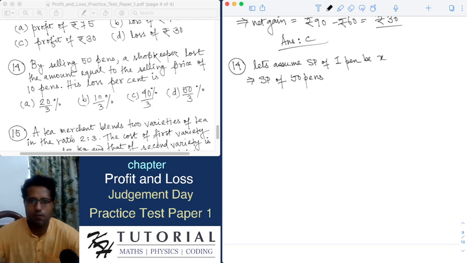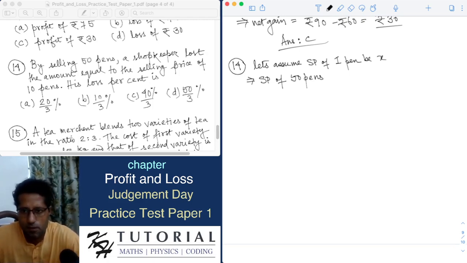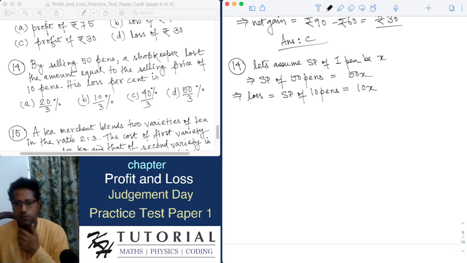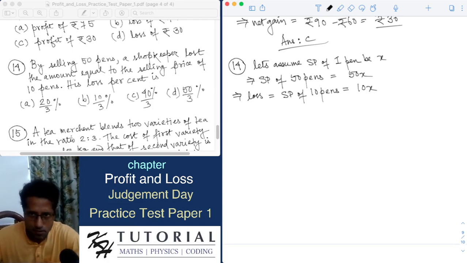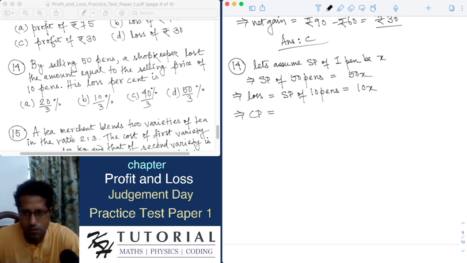By selling 50 pens, the shopkeeper lost the amount equal to the selling price of 10 pens. Selling price of 50 pens should be 50x. Also, the total loss is given to be the selling price of 10 pens, which is equal to 10x, because x is, we have assumed to be the selling price of one pen. So loss is 10x, selling price is 50x. This implies cost price, since there is a loss, cost price should be SP plus loss.